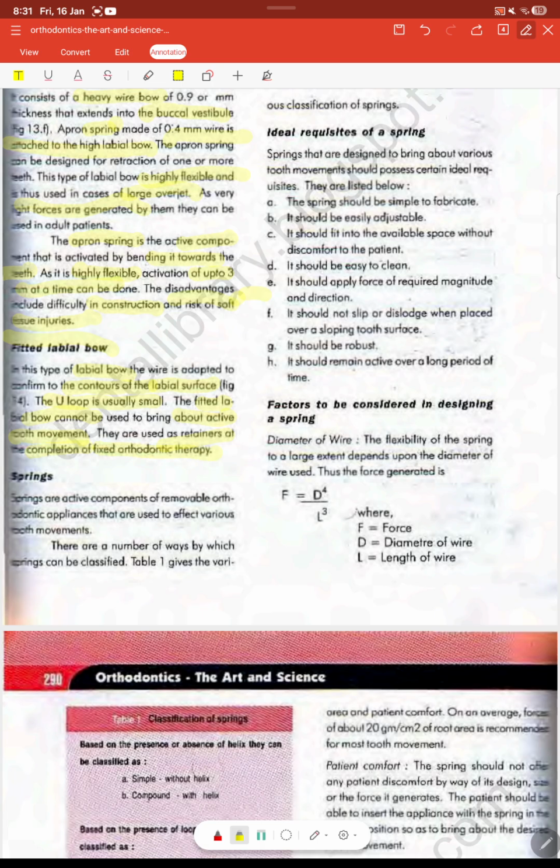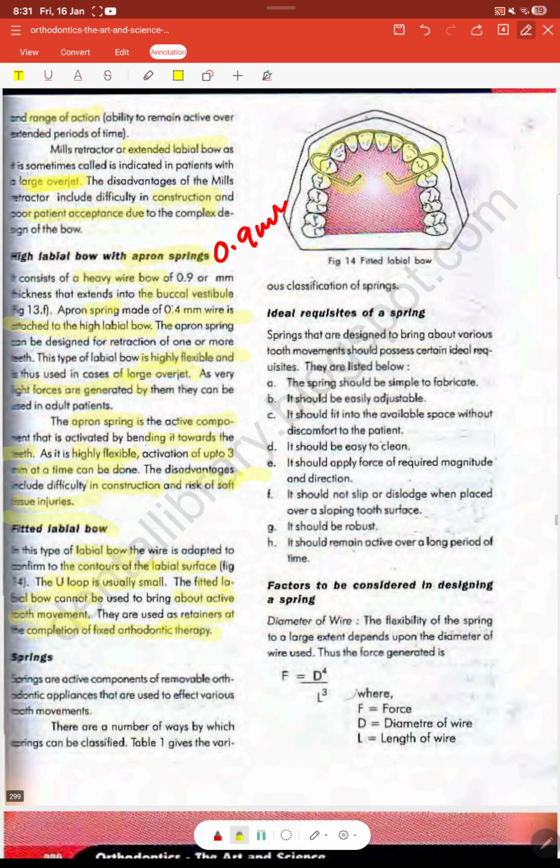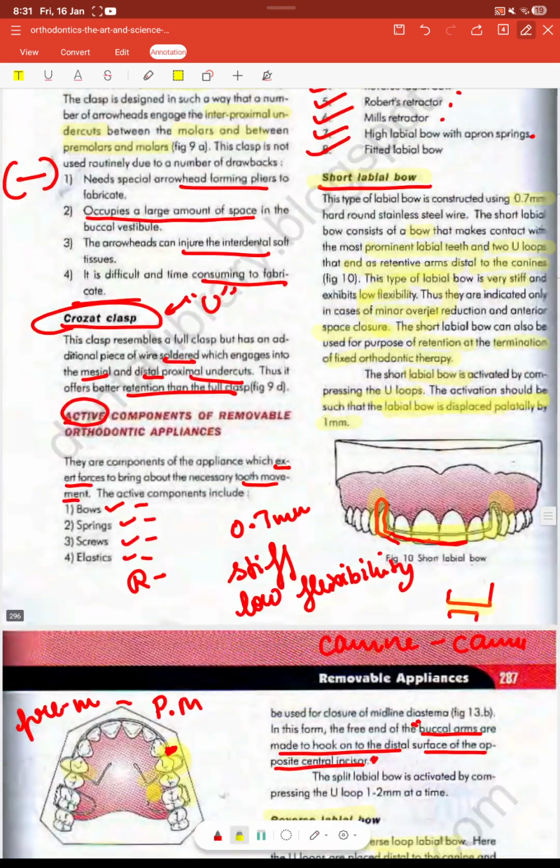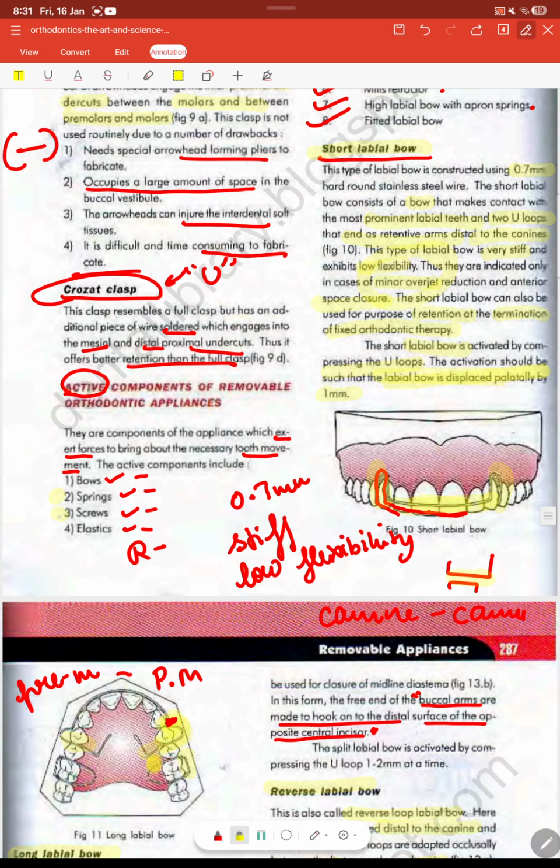Okay, so that's all for this video. We have only discussed the bow part. The springs, screws and elastics will be in the upcoming videos.